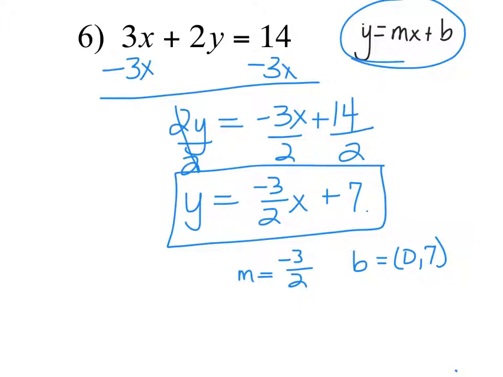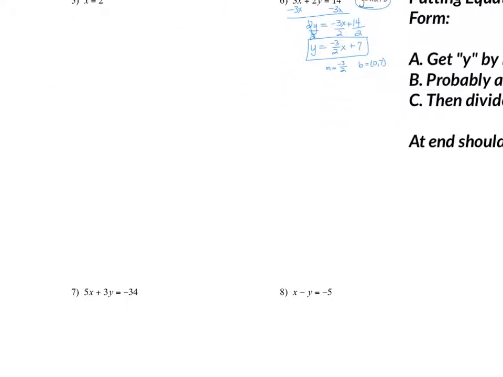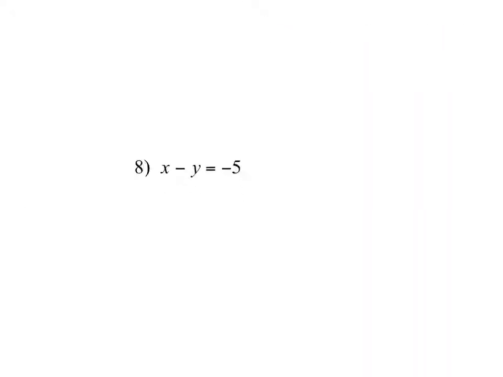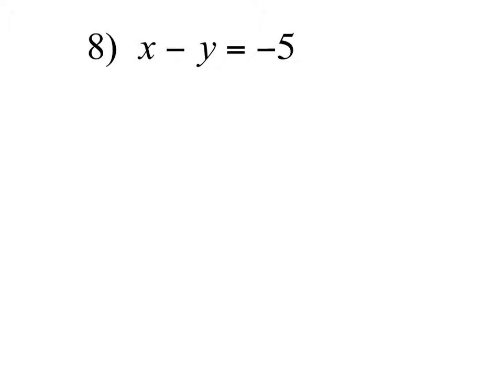Let's go through one more example here. Let's take a look at number 8, because number 8 is slightly different here. Okay, so I want to get y by itself. Again, overall big picture, trying to get it to look like this. So if I want to get y by itself, I've got to move this x first. Got to get him out of there. He's positive, so I'm going to have to subtract it.